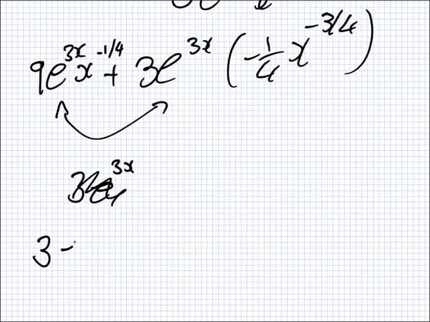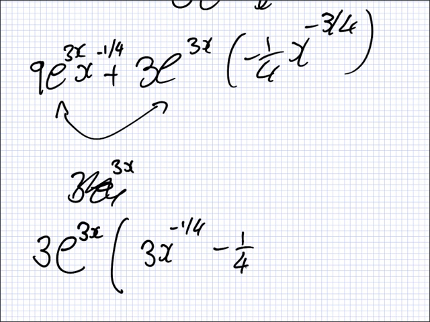So 3e^(3x) bracket 3x to the power minus a quarter, plus x to the power minus 3/4. Yeah, thank you. Plus, I don't see how you could do it as a quotient rule.